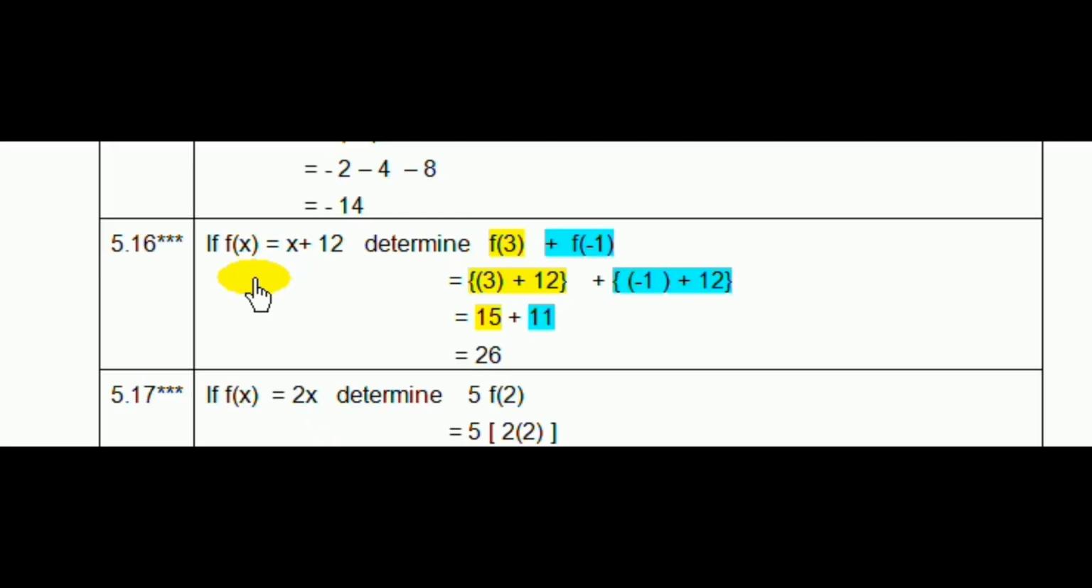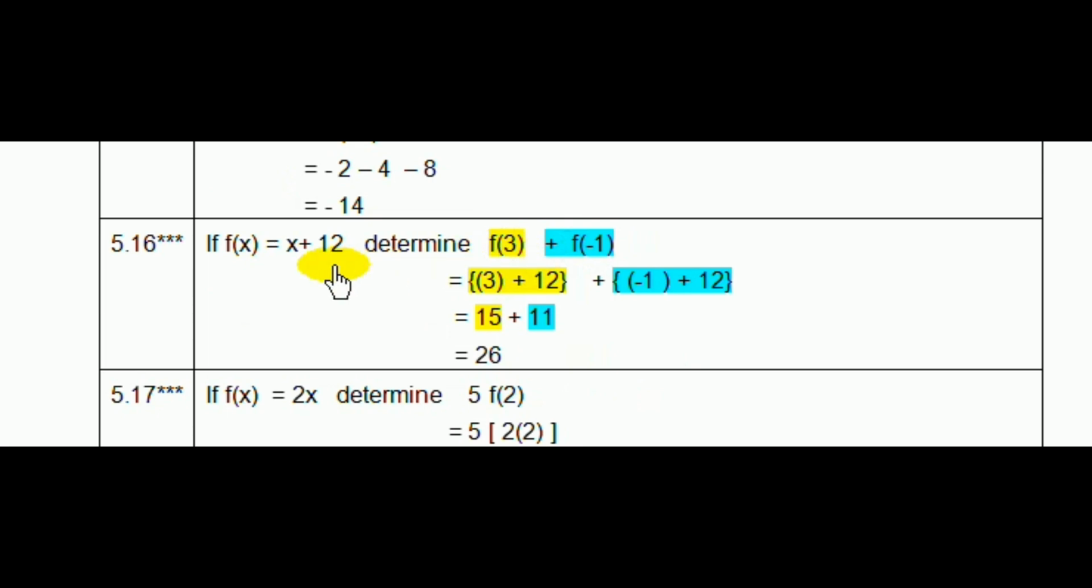5.16, it gets a little tricky. Not the expression, that's easy. If f(x) is x plus 12, that's an easy one. But look what is asked. f(3) plus f(minus 1). It's a double question. So first get the f(3). Now I've colored it in with yellow there, f(3). You can work out what is f(3) as you've done with all the previous ones. Get f(3)'s answer, that's 15. Then get f(minus 1)'s answer, that is 11. And then you have to add those. But our mathematicians, we don't want them to be separated. Do it all together. So f(3) plus f(minus 1).